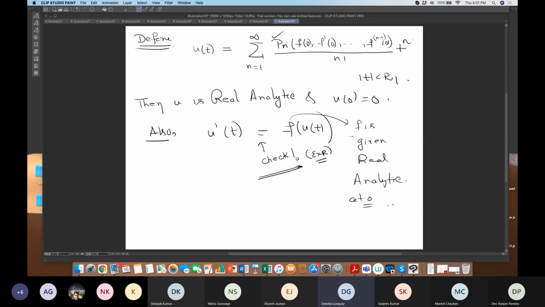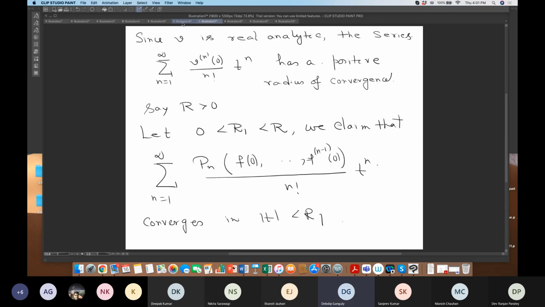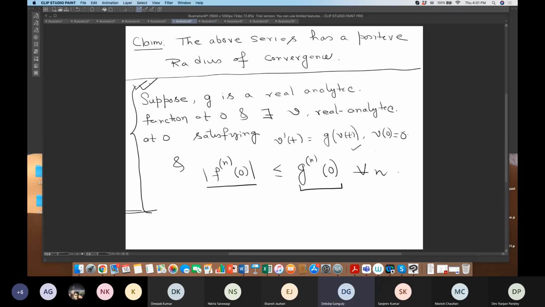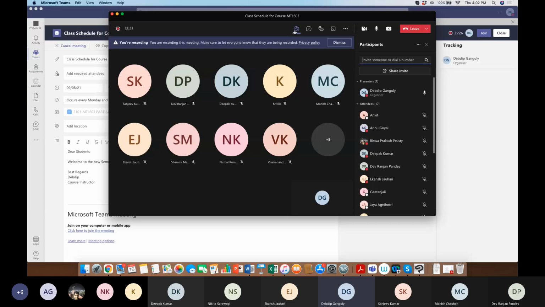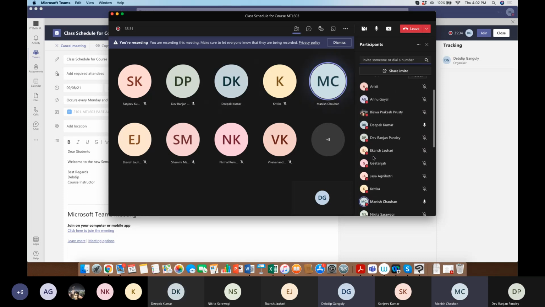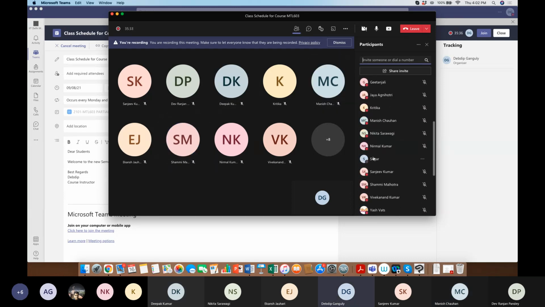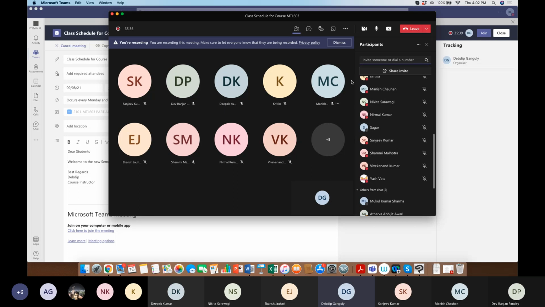Okay. So you have proved this theorem. Agreed? But with a pinch of salt. What is that? We have to prove this. Then you agree that this is a real analytic solution? All of you agreed? Sanjeev, Devranjan, Deepak, Kritika, Manish? Yes, sir. Ekans, Shammi, Nirmal. Yes. Everyone agreed? Vivekanand agreed?